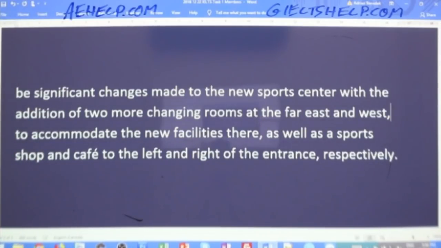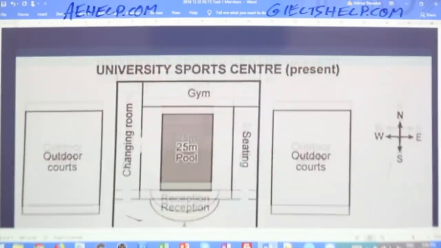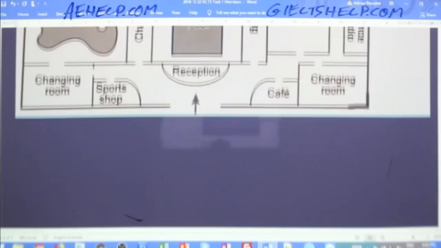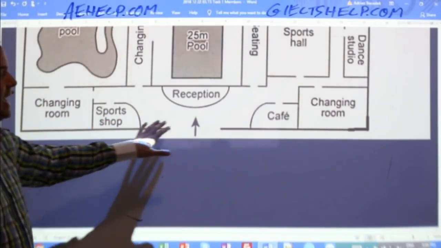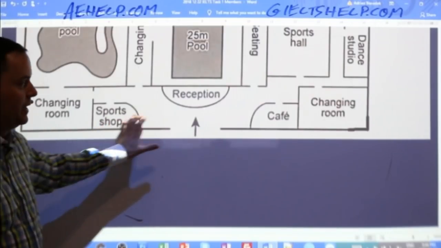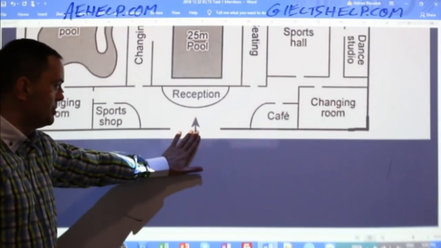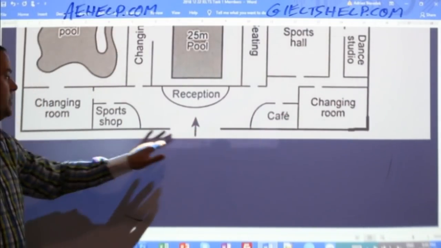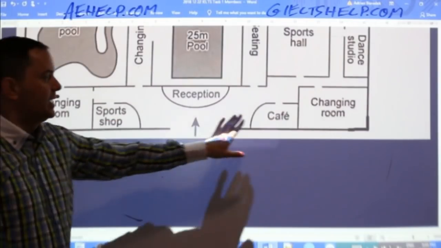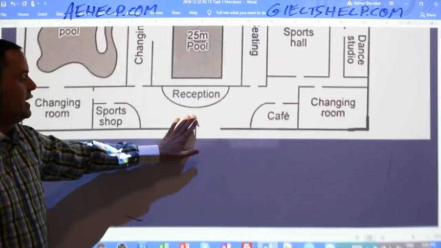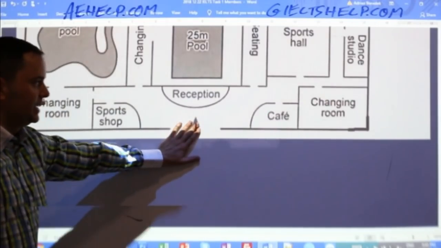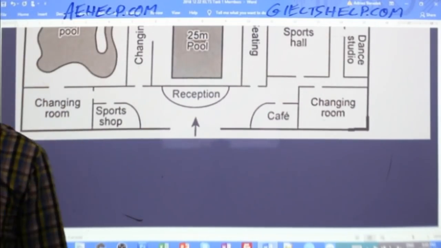Okay? I hope that sentence is clear. Again, you can review it later on a little bit more if it's not. Respectively means in the same order. So I said sports shop and cafe to the left and the right of the entrance, respectively. One more time. Sports shop and a cafe to the left and the right of the entrance, respectively. All right? So that works well.